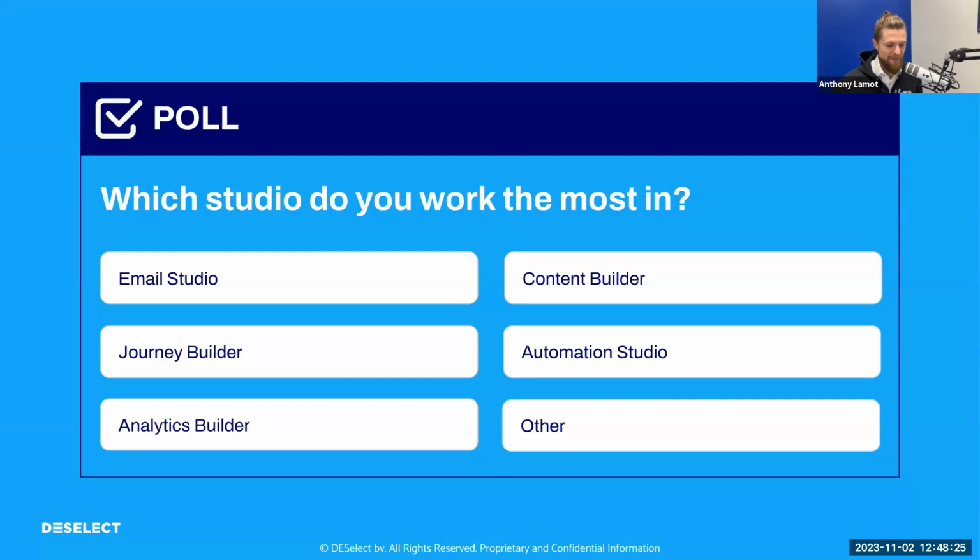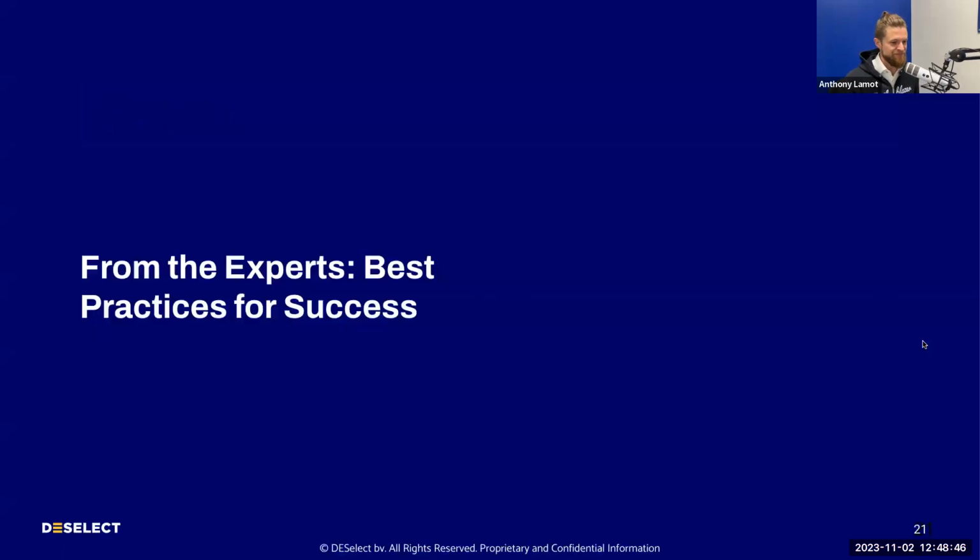So it seems like everyone is basically spending most of their time in Email Studio or Journey Builder. In fact, Email Studio wins by a great margin of 78%. So thanks for sharing that. That's also interesting for us, by the way, because it teaches a little bit about where we want to create more content in the future. So back to the presentation.